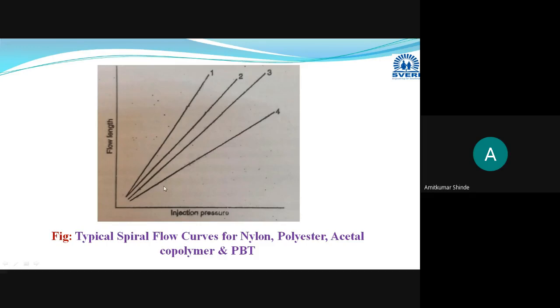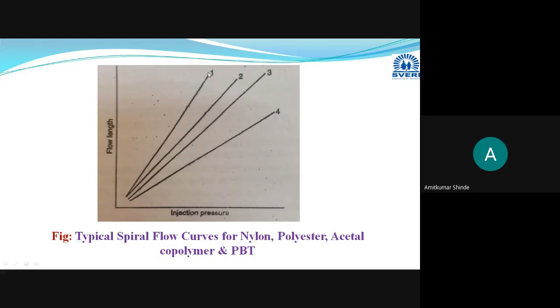If flow is good, that material you have to select. Here you can easily understand that this nylon material will give you better flow, the highest flow length with the minimum pressure values. You have to select the material which will give you the highest or more flow length with minimum pressure values. Here nylon is the best one.